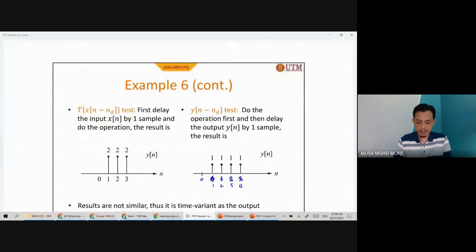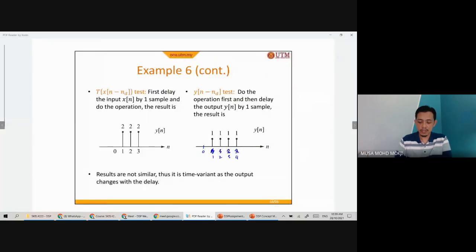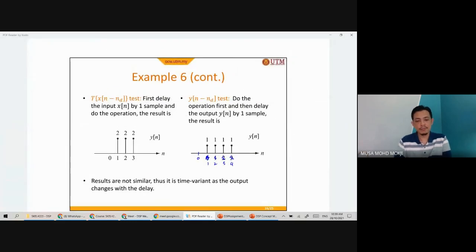Actually, the example doesn't stop there. But hopefully you can look at the example, because this example is using what we call a real value. If we put a real value, later when you look at it, we can see that the output is different. Because the output is different, it's not time invariant.